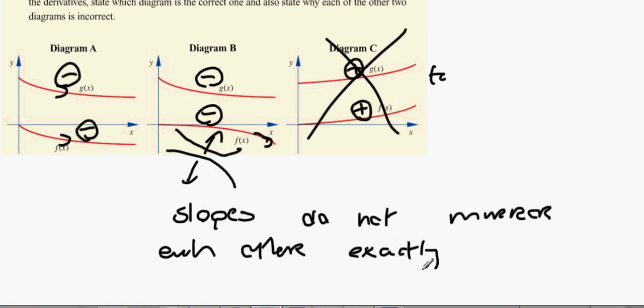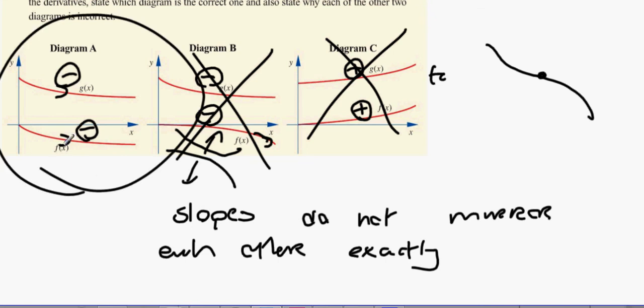They aren't exactly the same. Okay? It's like they're on separate points of a point of inflection, so it's like this. They're like on different sides of the point of inflection, so that's basically why I'm disagreeing with diagram B, and my answer is going to be diagram A.